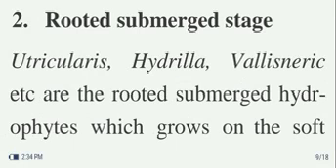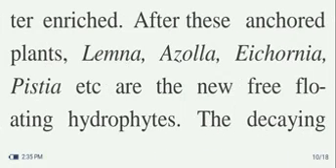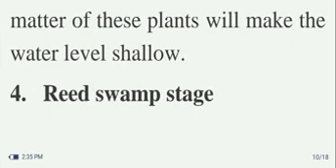Then rooted submerged stage: Utricularia, Hydrilla, Vallisneria, etc. Then rooted floating stage: Trapa, Nymphaea, Nelumbo, etc. Lemna, Azolla, Eichhornia, Pistia, free floating hydrophytes. The decaying matter of these plants will make the water level shallow.